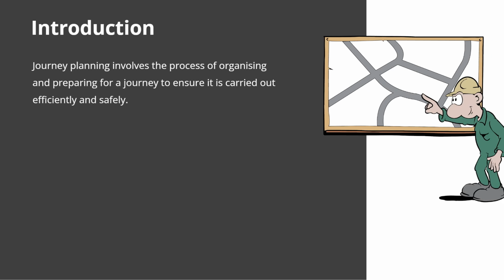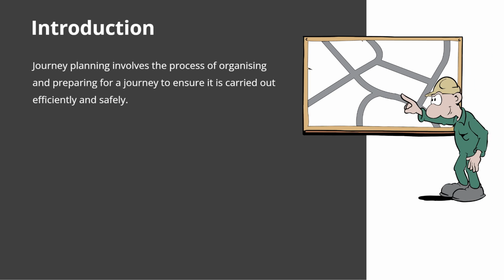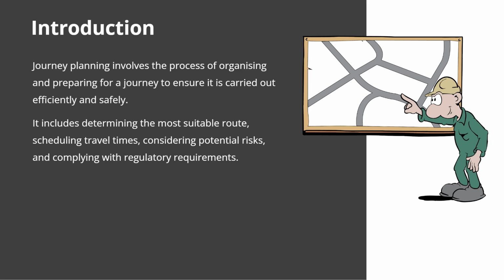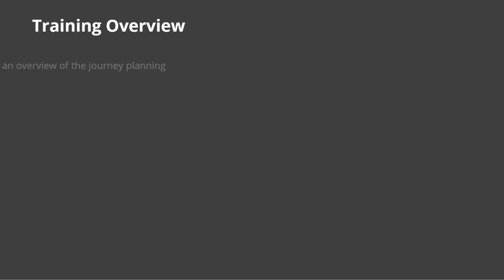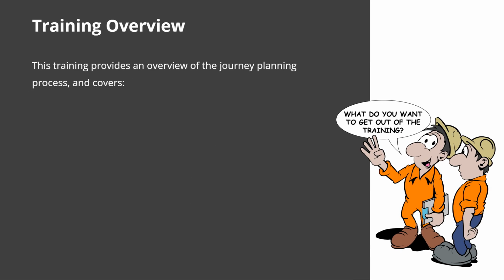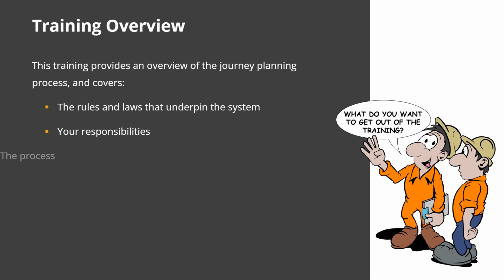Journey planning involves the process of organizing and preparing for a journey to ensure it is carried out efficiently and safely. It includes determining the most suitable route, scheduling travel times, considering potential risks, and complying with regulatory requirements. This process aims to optimize travel by minimizing costs, reducing travel time, and ensuring the safe delivery of goods or passengers. This training provides an overview of the journey planning process and covers the rules and laws that underpin the system. Your responsibilities. The process.